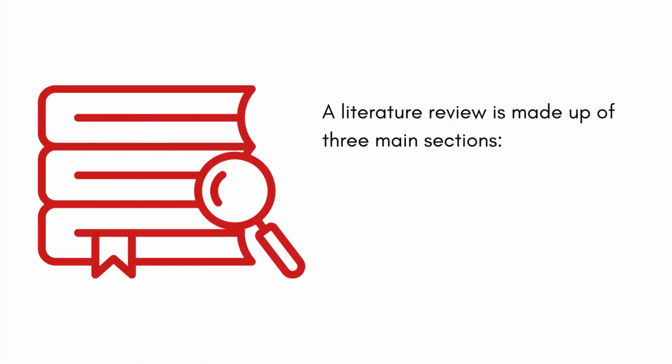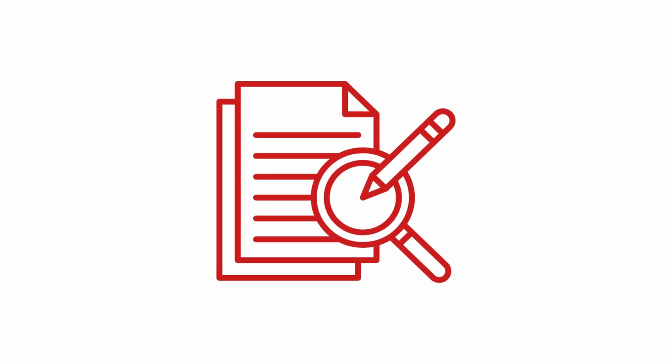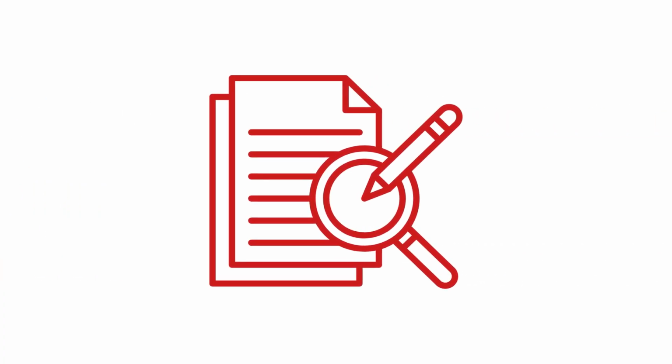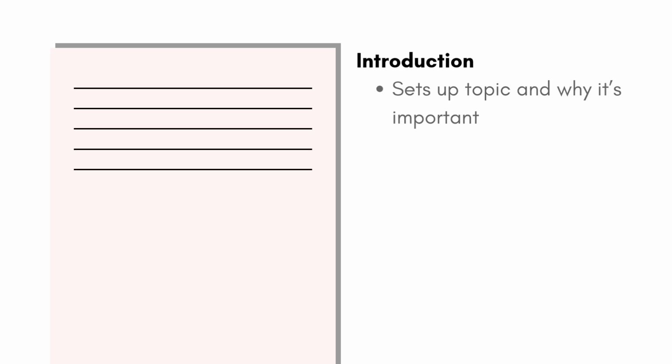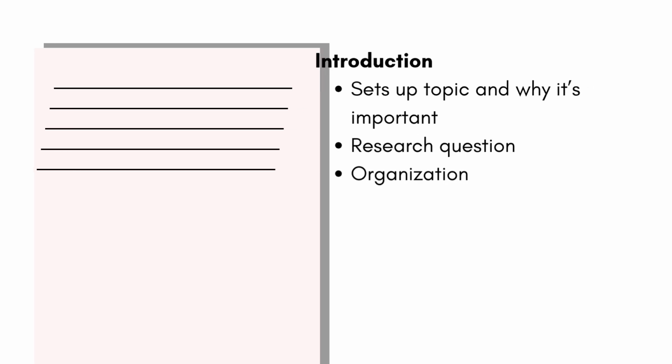A literature review is made up of three main sections: the introduction, body, and conclusion. This is pretty similar to the structure of a research paper, but the content looks a bit different. The review begins with a brief introduction to your topic and the larger context around it. This section sets up what your literature review will cover and why it is important. It will also introduce your research question and how the review will be organized.